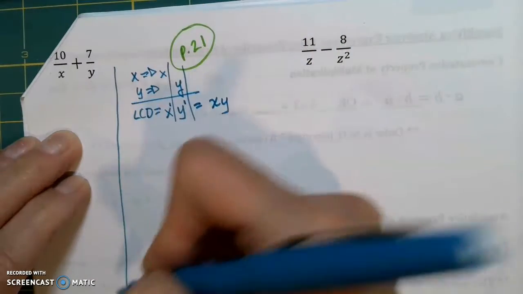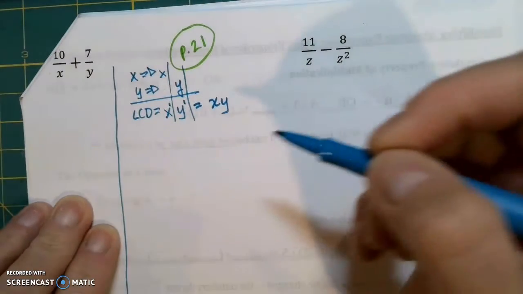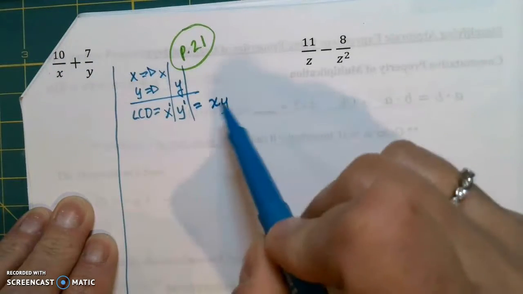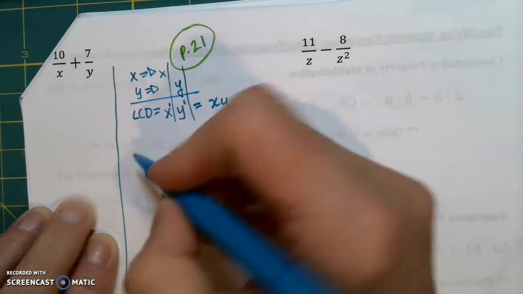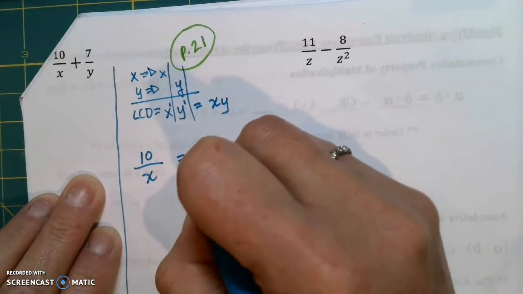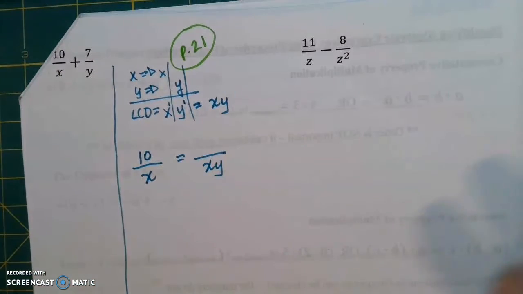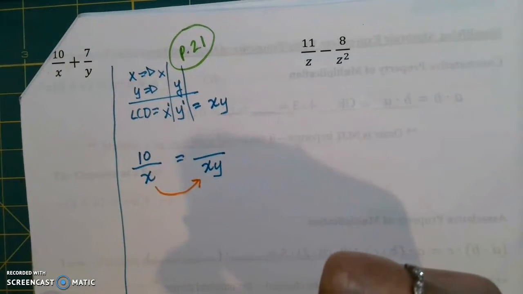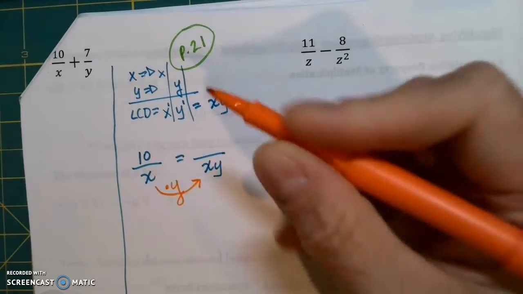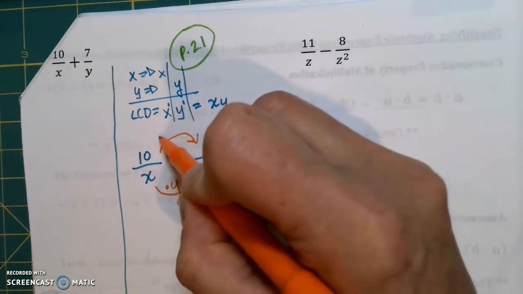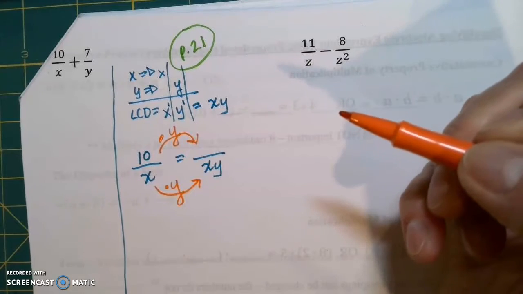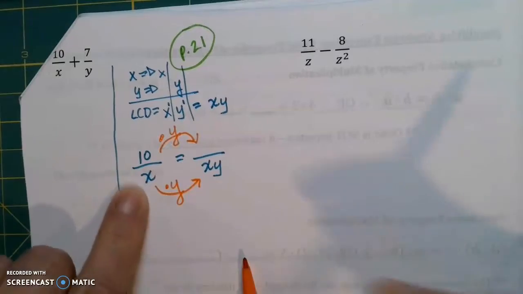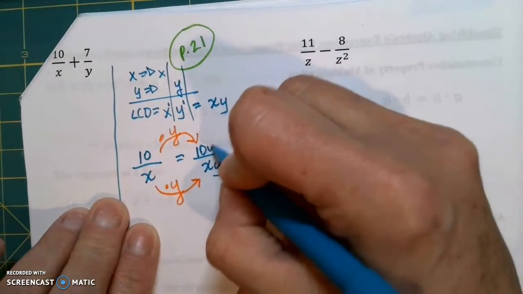So we are looking at xy for our LCD. I talk about this as a costume change for the fractions. We are not going to change the value of 10 over x, but we do want to change it so that it has this denominator. So 10 over x, and we want to change it so that it gets xy as a denominator. What do we have to multiply by to get xy? Well, we're going to multiply by y. But whatever we do to the denominator, we have to do to the numerator as well, because otherwise it would change the value of the fraction. So that numerator would be 10 times y.